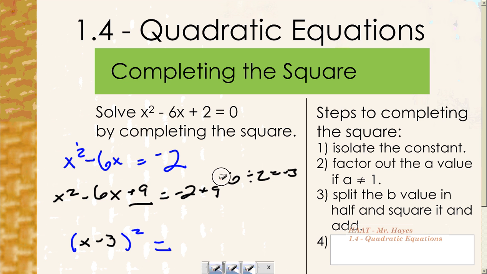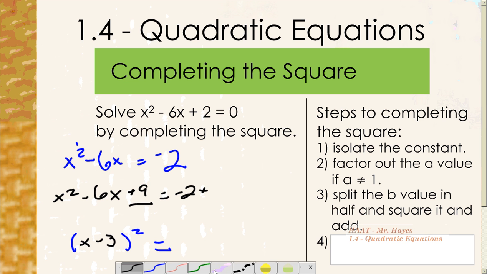Let me erase this. Let me make that something you can actually read. Okay, so when you do this, what ends up happening is that we made this left side into a nice binomial squared. And we can do that because as long as you balance the equation, if I do it to one side, I can do it to the other, and we're good to go. So now I've got 7 over here.